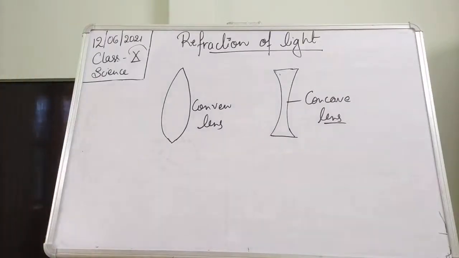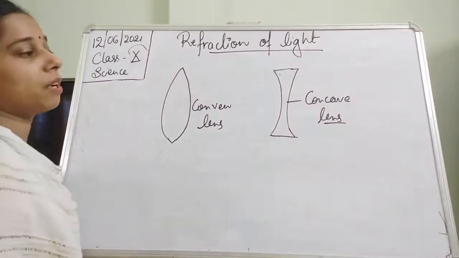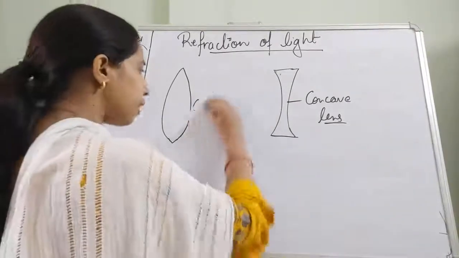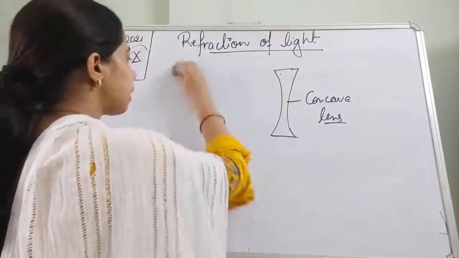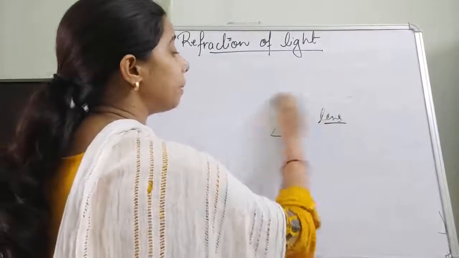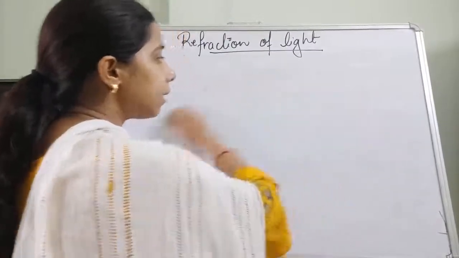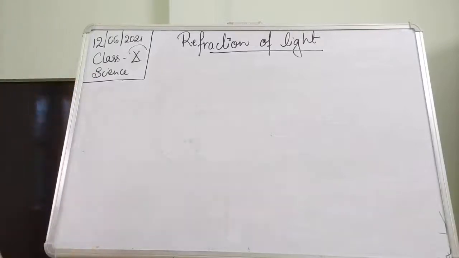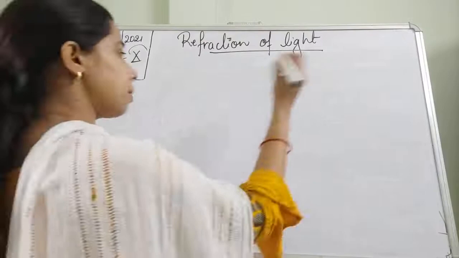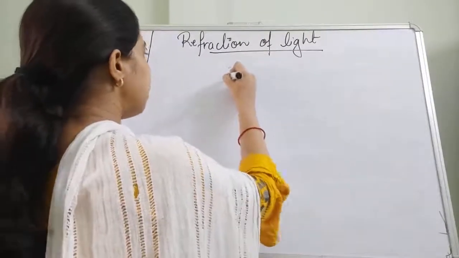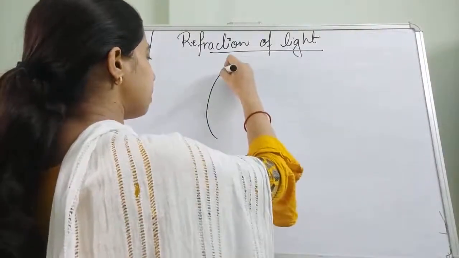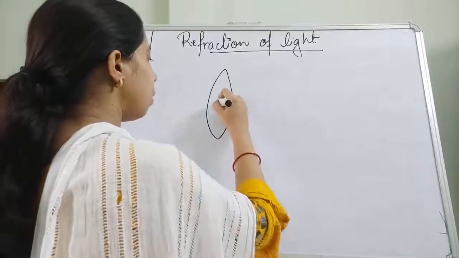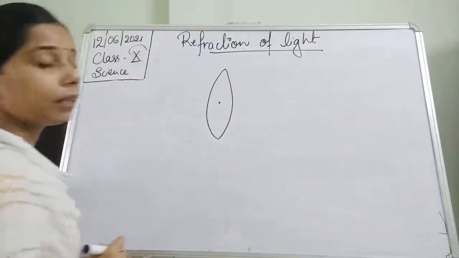Now let us try to understand some of the terms related to the lens. We have already discussed one point here, and that is the optical center. And what is the optical center? It is the center of the lens. That is called the optical center. And through the optical center, suppose we have taken one lens here. So this is the convex lens. So the center of the convex lens will be what?